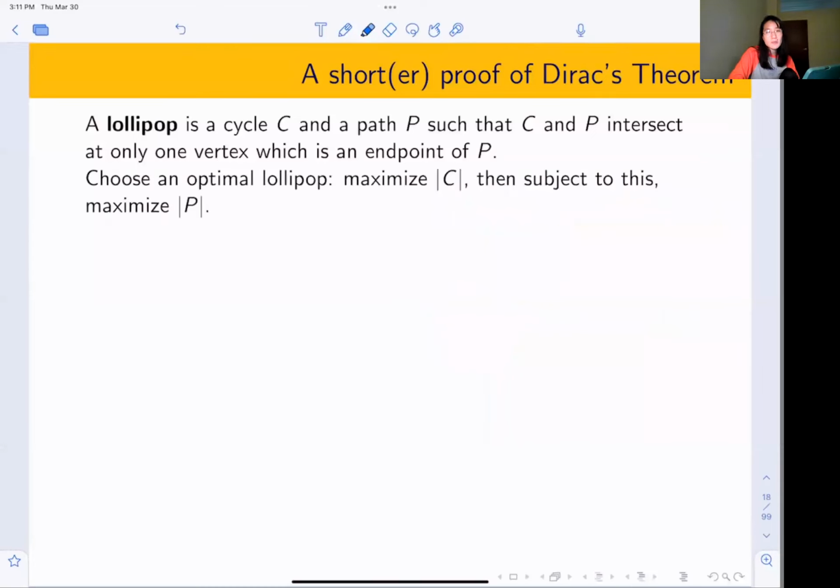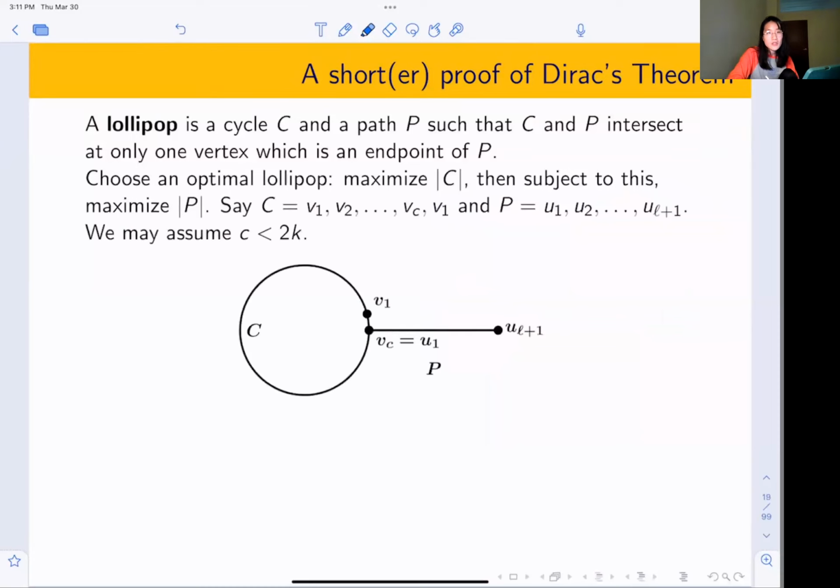So we're going to choose an optimal lollipop in the sense that we first maximize the size of the cycle and then maximize the size of the path subject to that. Okay, so here's maybe an example. And for the sake of contradiction, we'll assume that the cycle is not long enough. So we have a cycle of length less than 2K.